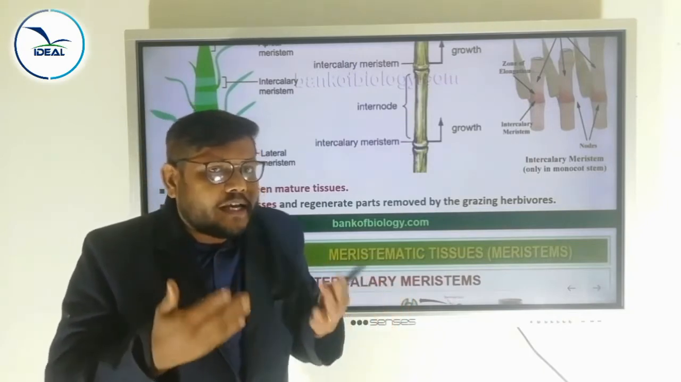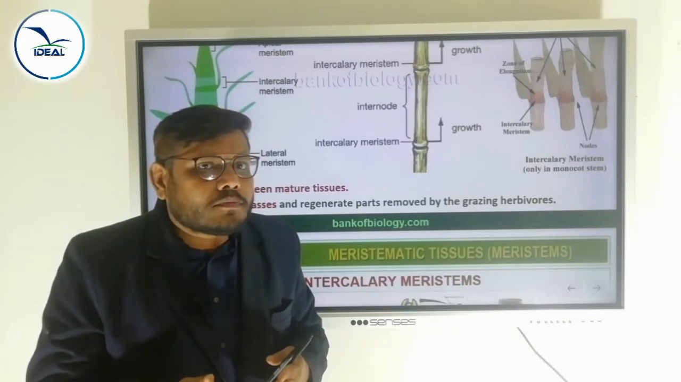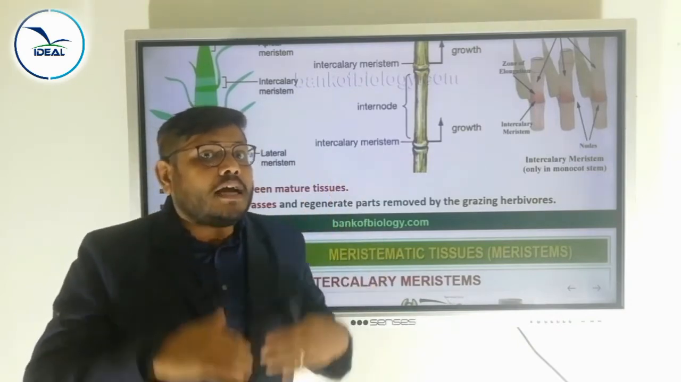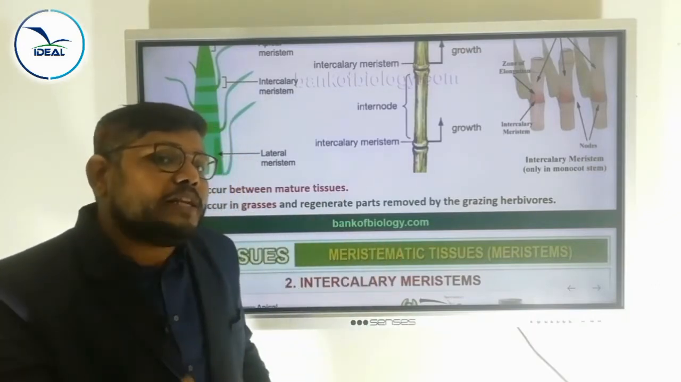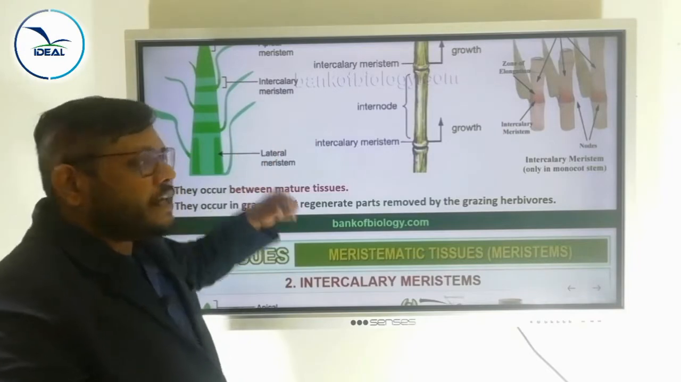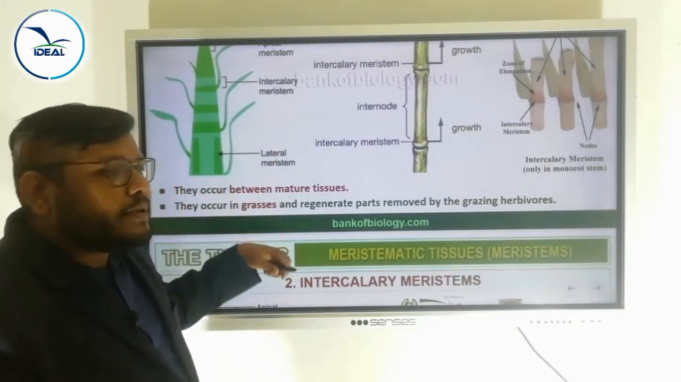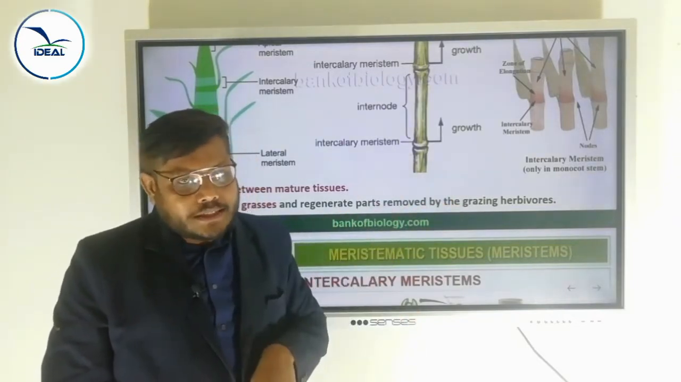Last chapter we already explained about the nodes and internodes. What is a node? The region of the stem where the leaf is born is called a node. So at that position, what type of meristem is present? Intercalary meristem is present. Example, grasses. This particular meristem can regenerate parts removed by grazing herbivores.